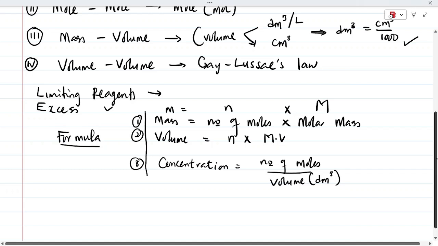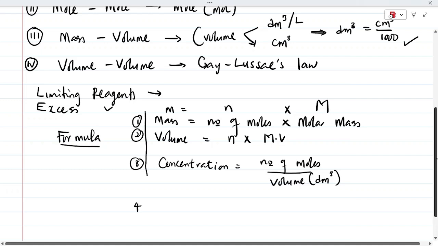So you can see that in some questions, it may be mass to mass, but you are given the number of moles. So you have to convert the number of moles to mass just by multiplying by the molar mass. And in some questions, you may be asked to calculate in moles, but you are given the mass. From here, if mass is equal to the number of moles times molar mass, then it's clear that the number of moles will be equal to the mass divided by the molar mass. So once you know these formulas, you are good to go.